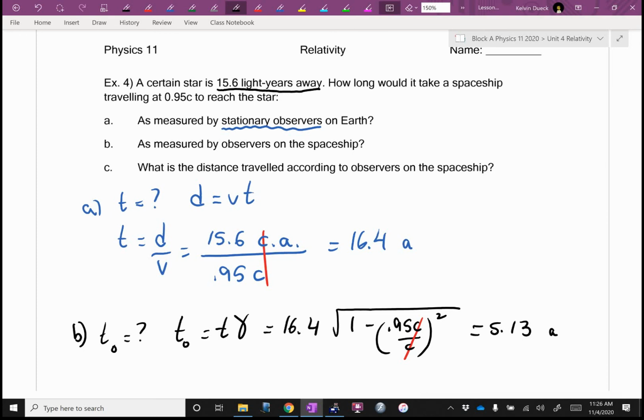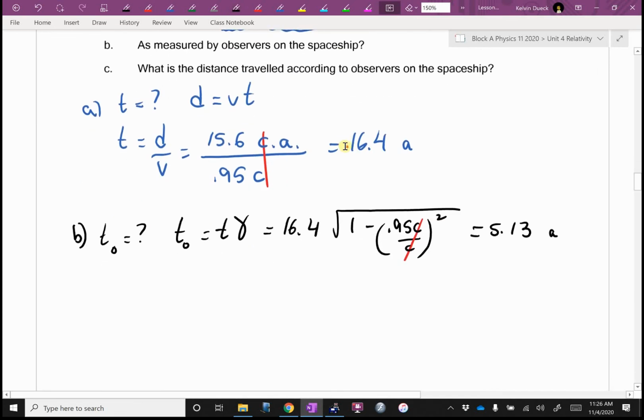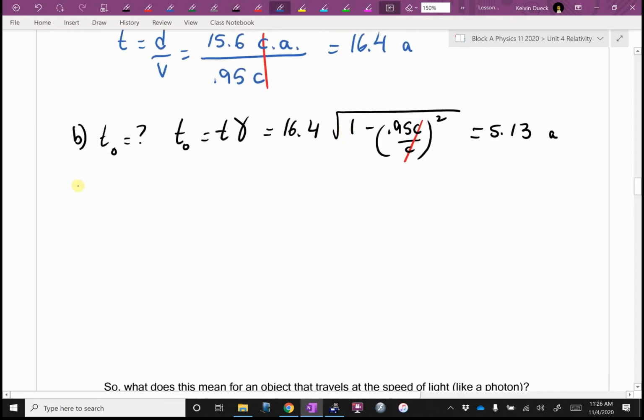Okay? C. Suppose the spaceship trailed out a cosmic tape measure behind it. What distance would the spaceship measure to get there? Well, here's what I'd like you to do, if you don't mind. Put a little C there. Draw a line down the middle of your page.